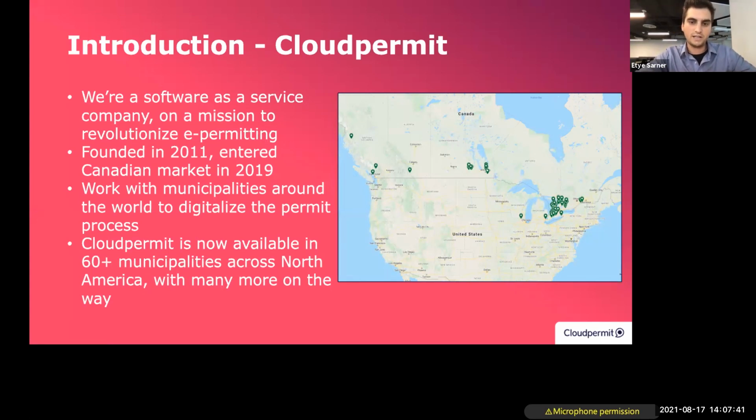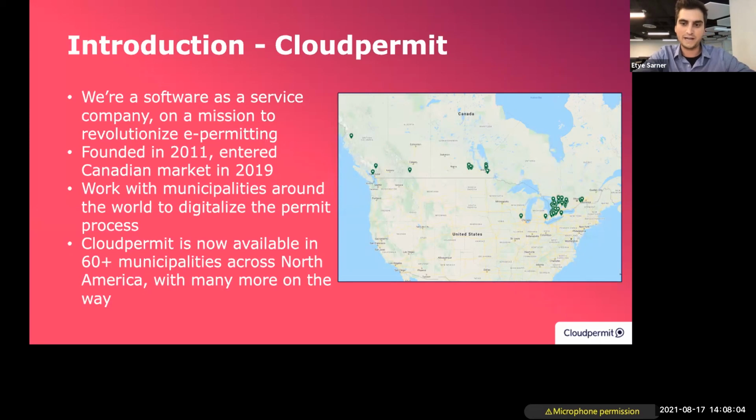We actually started in Europe, in Finland, out of an RFP from the Ministry of Environment. But ever since 2019, we've worked with municipalities across North America to digitalize the entire permit process. What you're looking at on the right side is a map of where you can apply for a permit using Cloud Permit digitally.